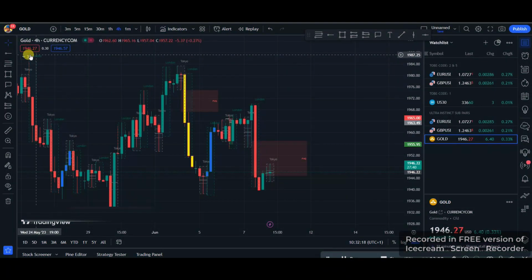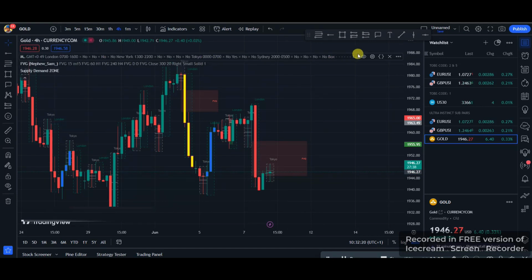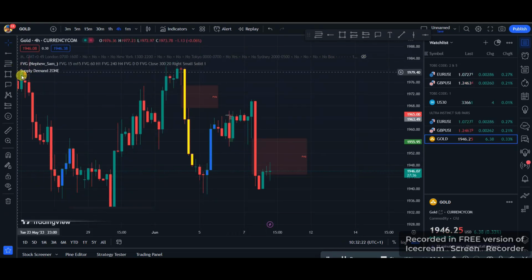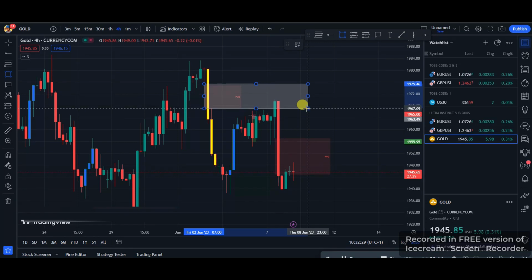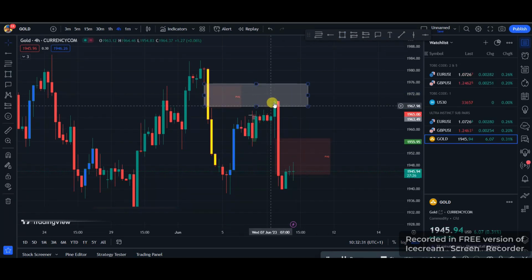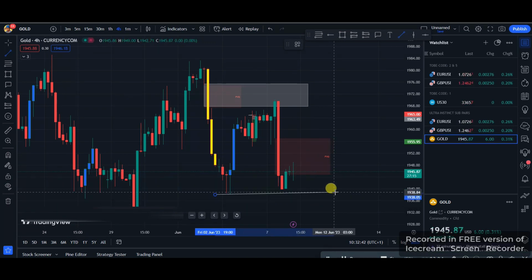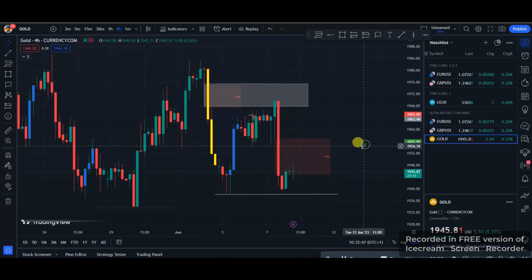Let me hide this so it doesn't confuse us. All right, so I was looking at the 4-hour time frame. As you can see, price reacted off of this FVG, this fair value gap, and there's a strong push to the downside. I'm still looking at price to grab liquidity down here. So my full TP is most likely going to be down here.